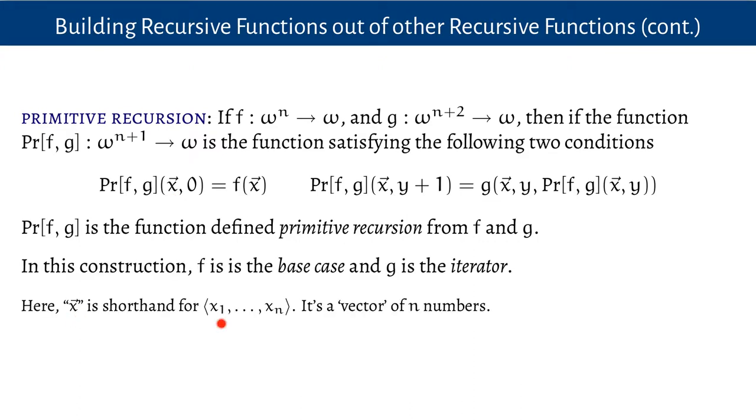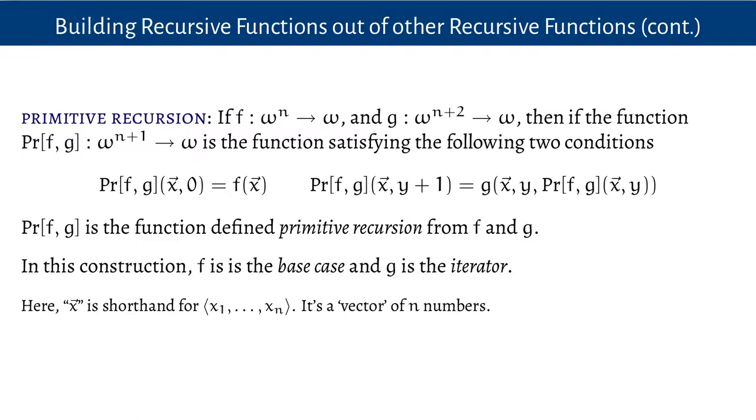X with an arrow over it is shorthand for x1, x2, x3, up to xn. So it might be three things. In the case of sum, it's just one thing, because we define the sum of x and 0. But in general, we might want to define a more complex function with more inputs by primitive recursion. Primitive recursion of f and g is f for the base case. So we take the last input of our function to be 0, and we just look up our base case function, whatever that is. Call that f.